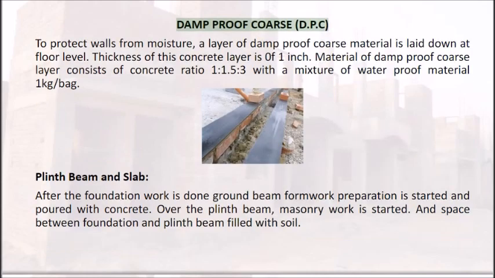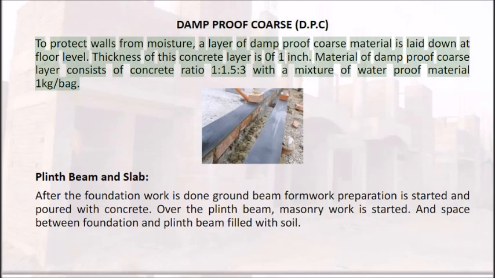Damp-proof course, D.P.C. To protect walls from moisture, a layer of damp-proof course material is laid down at floor level. Thickness of this concrete layer is 0.1 inch. Material of damp-proof course layer consists of concrete ratio 1:1.5:3 with a mixture of waterproof material, 1 kg bag.